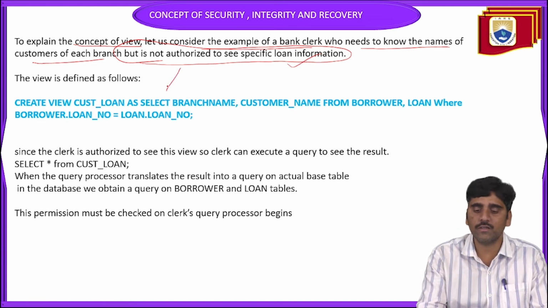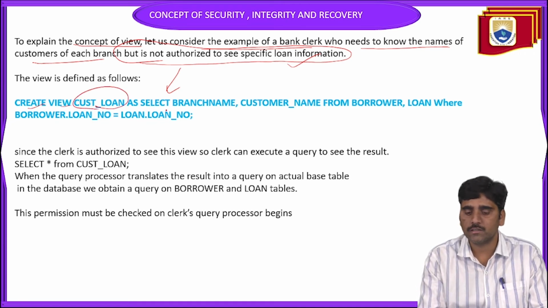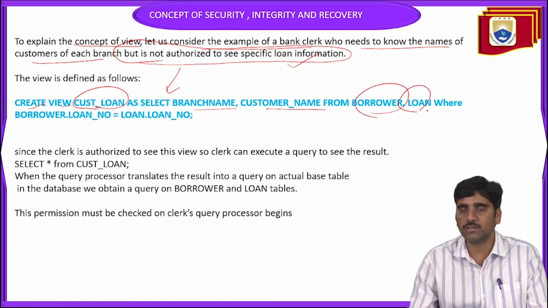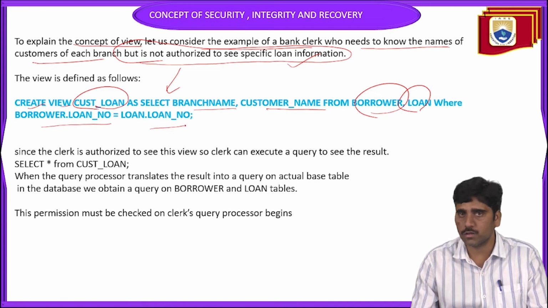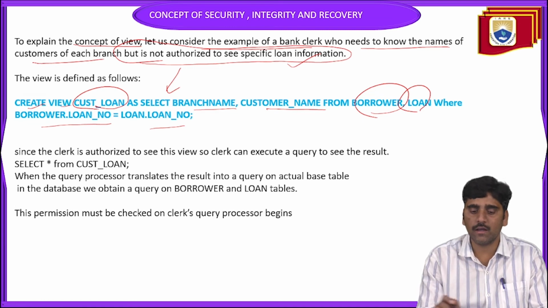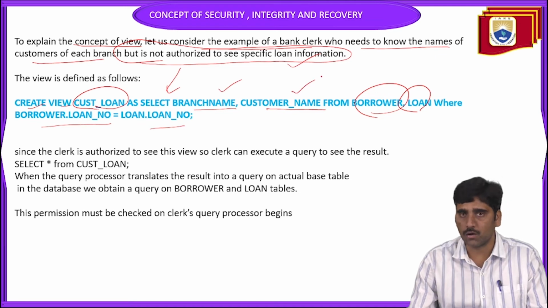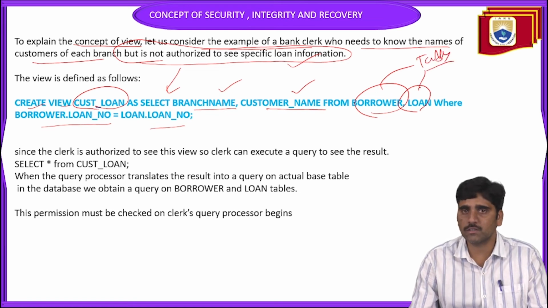So how can we define that view? Create view customer_loan as select branch_name, customer_name from borrower, loan. These two are the tables, where borrower.loan_number equals loan.loan_number. So we are creating a view called customer_loan, and branch name and customer name are the columns from borrower and loan, these two tables. Based on these two tables, I want to display branch name and customer names in the view.